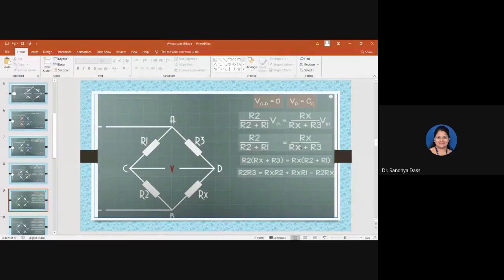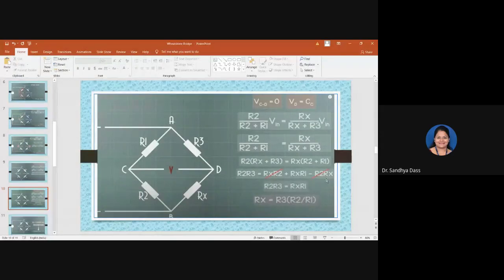So equating these two equations, all right? See what you are getting: V in will get cancelled here. So you will end up with R2 by R1 plus R2 equal to Rx by Rx plus R3. So cross multiplying, you will get R2 R3 is equal to Rx R2 plus Rx R1 minus R2 Rx. Please note down all these points. Finally you will end up with R2 R3 is equal to Rx R1, where Rx will be equal to R3 into R2 by R1, which is nothing but our ratio, R1 by R2 is equal to R3 by Rx.